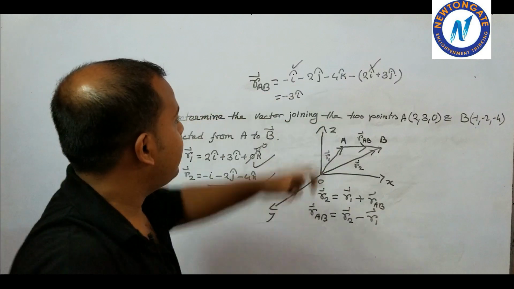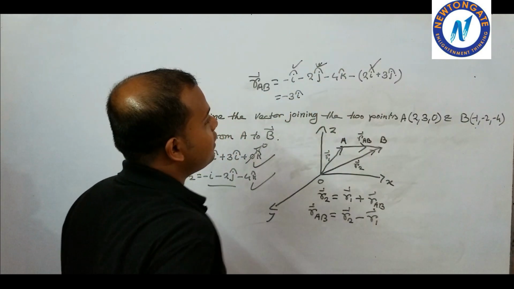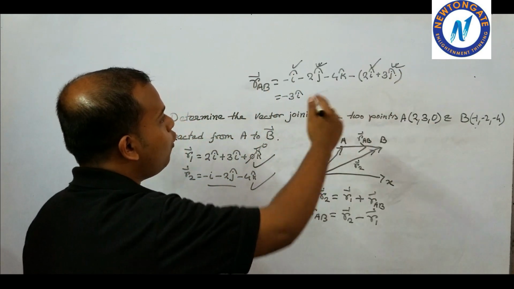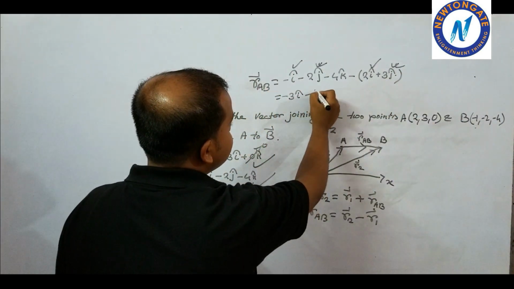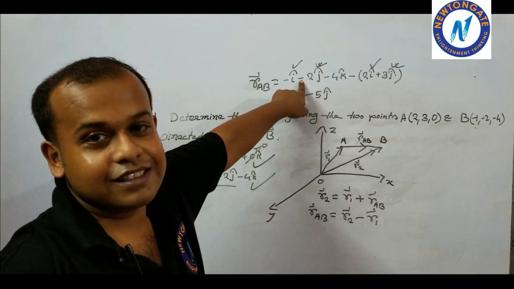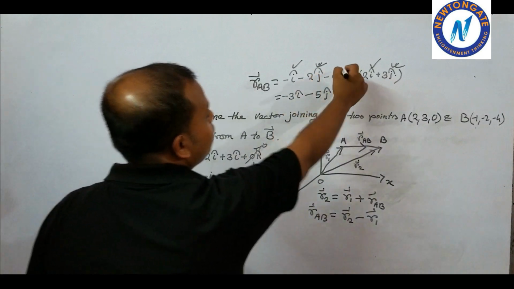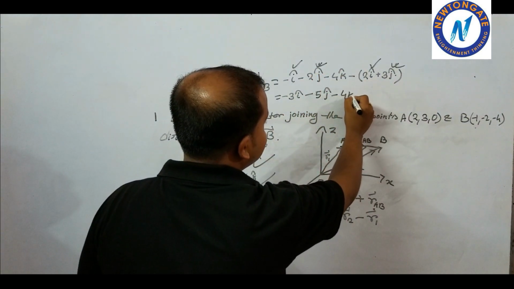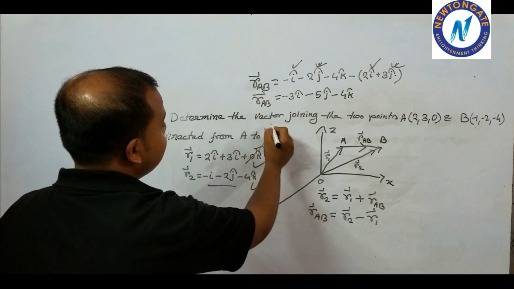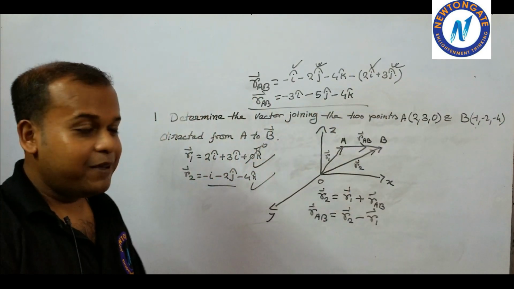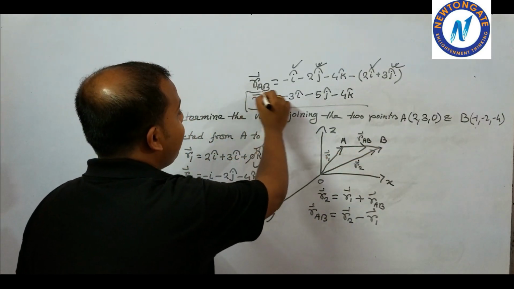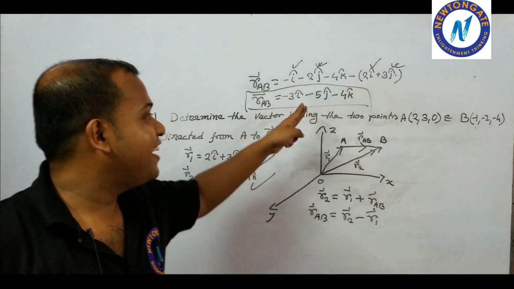And here with j we have minus 2, and here with j we have minus 3. So can I write this as minus 5j? And after that we are only left with minus 4k. So this is the expression for RAB actually, which we are required to find out. So this is our required expression for the vector.